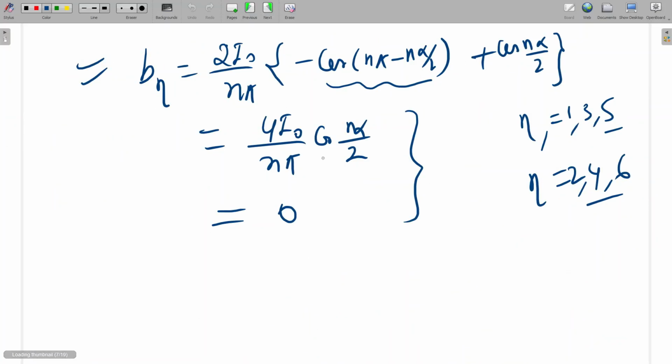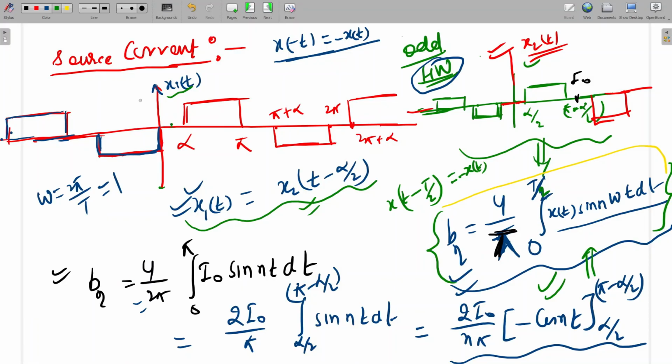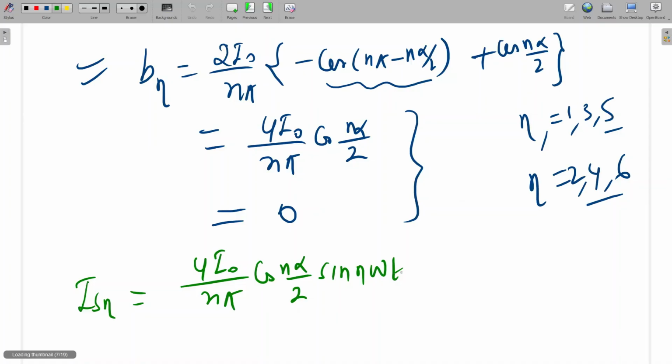So here we are getting the same thing with Fourier. What will be the value of ISN, the nth harmonic? ISN will be 4 I naught upon n pi cos n alpha by 2 sin n omega t. That n omega t is for this waveform, but we have to calculate for this one, so we write sin of n omega t minus n alpha by 2. So this is the final Fourier waveform of the source current.